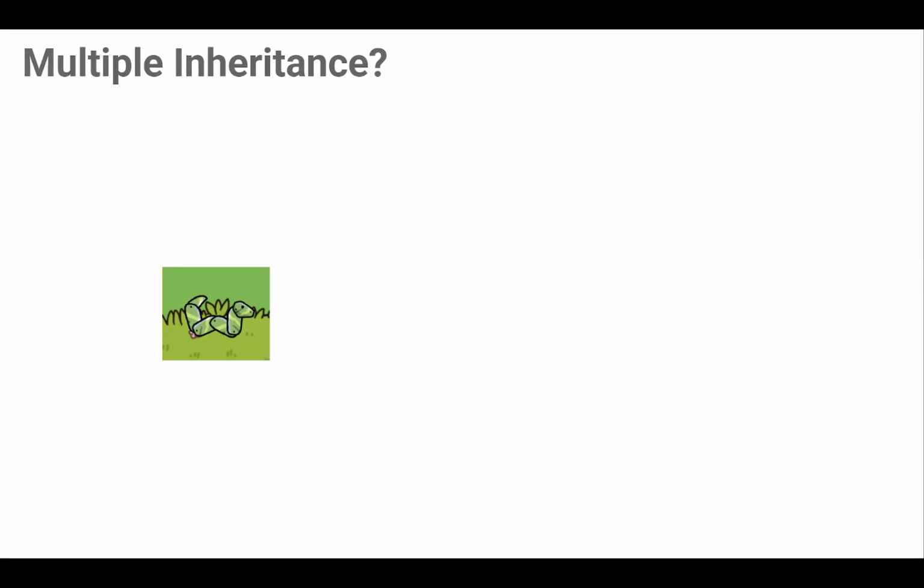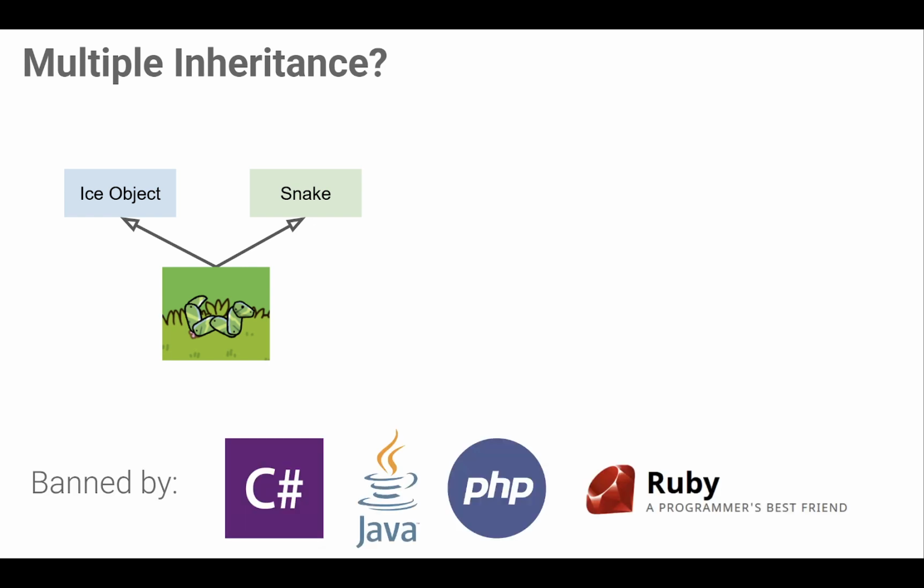So one thing you might decide is that what we really need to do is inherit from multiple classes. I want to inherit from a reptile class, but I also want to inherit from an ice object class. Thus, I get the properties of both without making things nasty. Okay? Something like this. All right? What you should know is that this feature called multiple inheritance is banned by a bunch of the world's most popular and influential languages. So if C# and Java and PHP really don't want you doing this, you should probably ask yourself why.